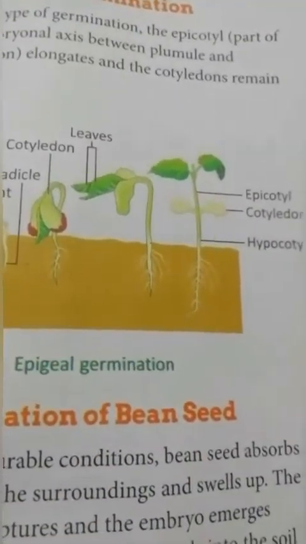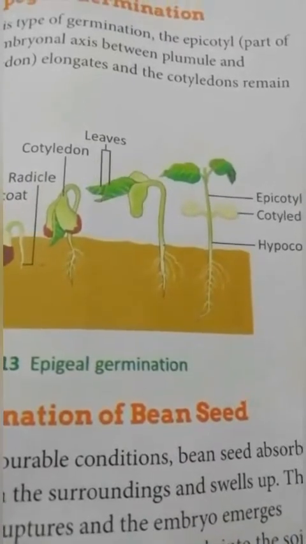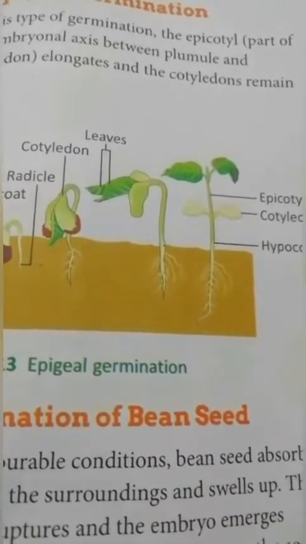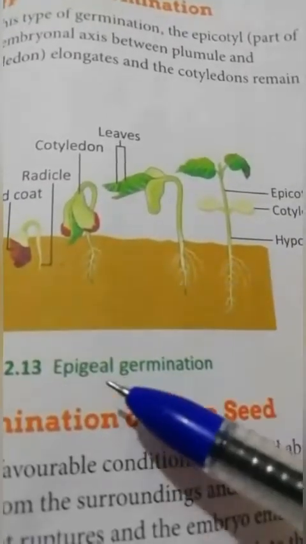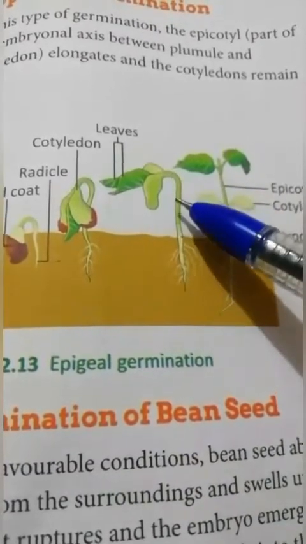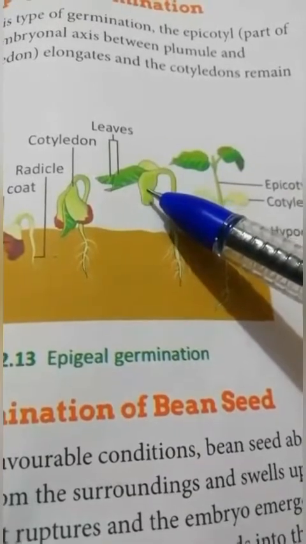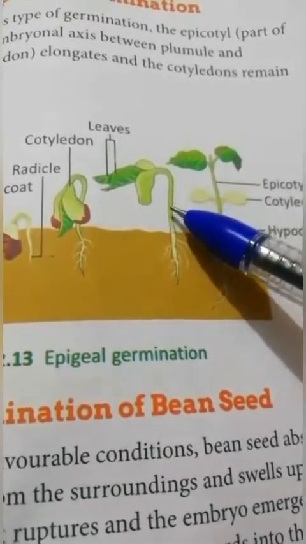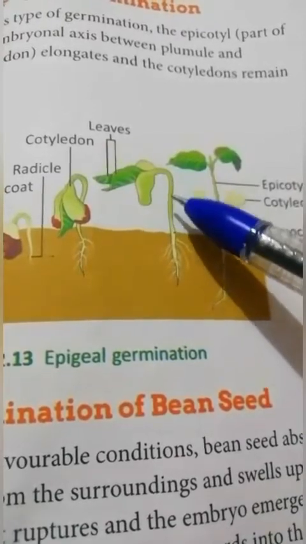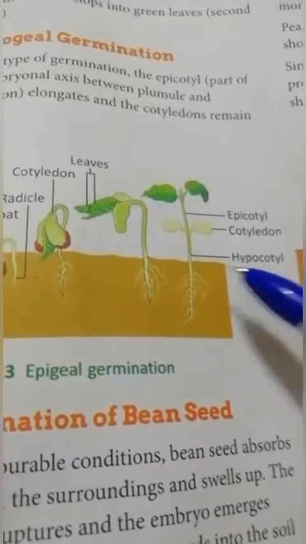Children, we can notice another difference between epigeal and hypogeal germination. Just see, in epigeal germination, the shoot, this is the shoot part, is below the cotyledons. It is called the hypocotyl, because hypo means below and cotyl means cotyledons. When the shoot is below the cotyledons, this is called the hypocotyl.